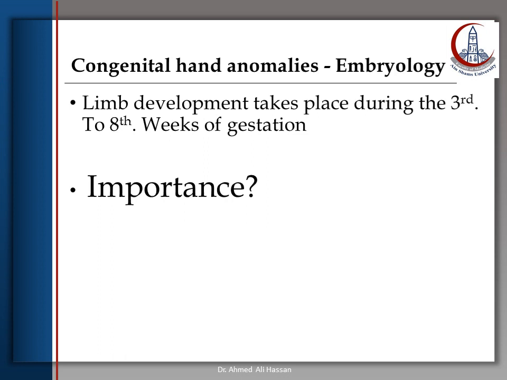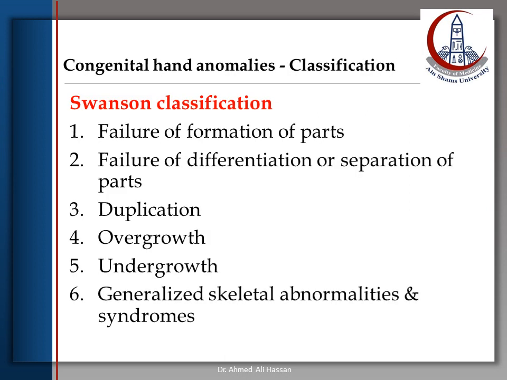The importance is to monitor the other organs that develop during this period when the baby comes with congenital hand anomalies. Of importance, these organs are the heart and the craniofacial skeletons. So when you have a child with congenital hand anomalies, you have to look for other anomalies in the heart and the craniofacial skeleton.